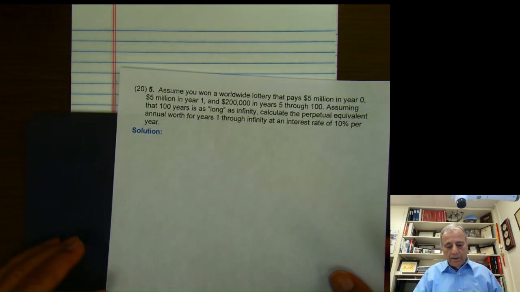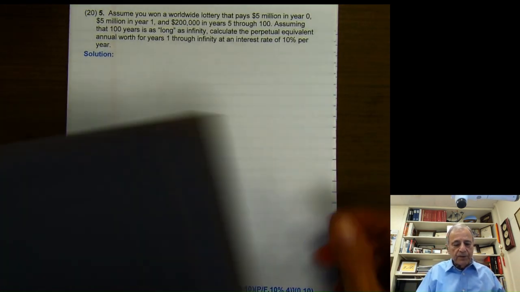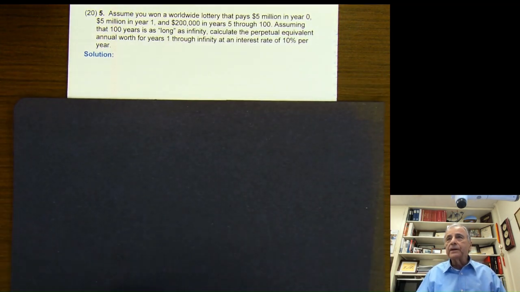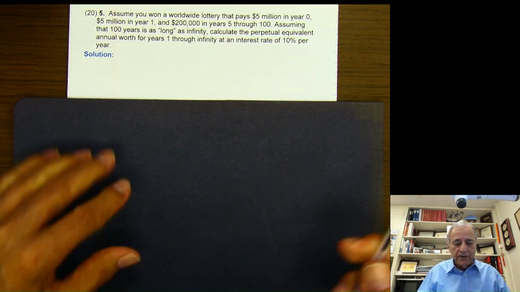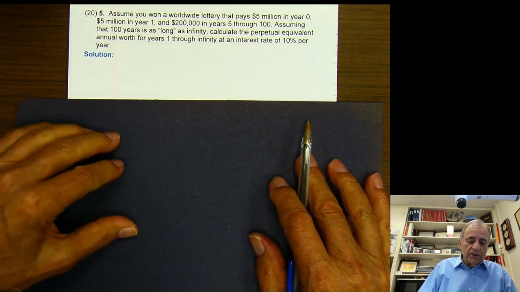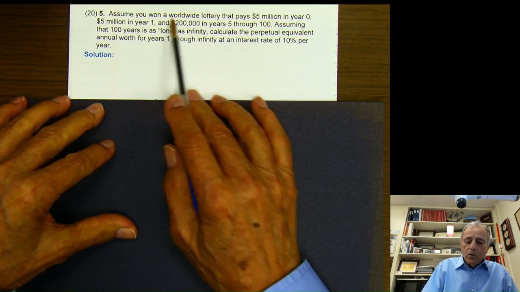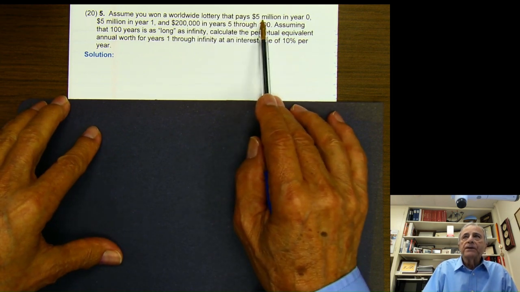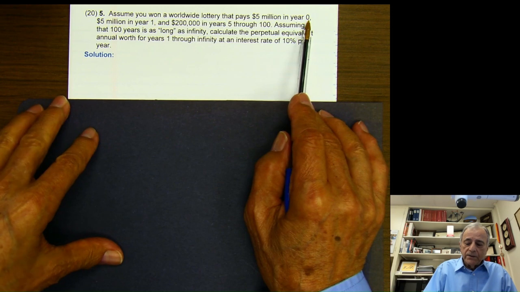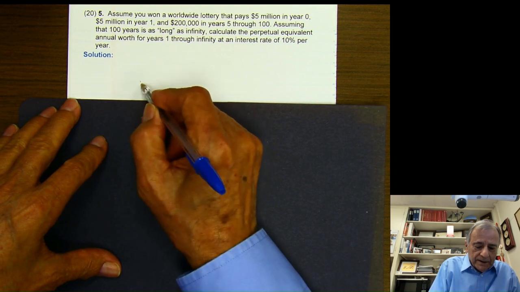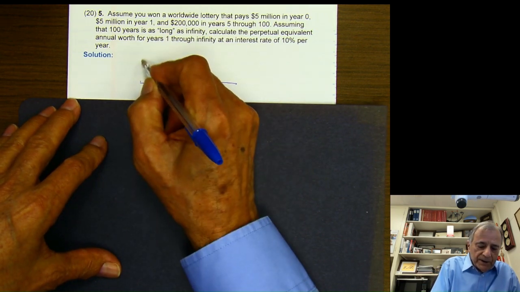So the next problem I'm going to work is one from chapter 5. We'll start by reading the problem carefully and drawing the cash flow diagram and understanding what we're given and what we're looking for. Assume you won a worldwide lottery. That'd be nice. That pays 5 million in year 0. Okay, so you get 5 million right now. So that's basically, let's look at that. You get 5 million now.